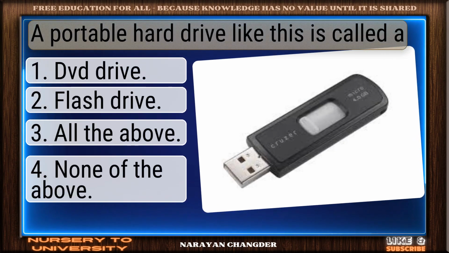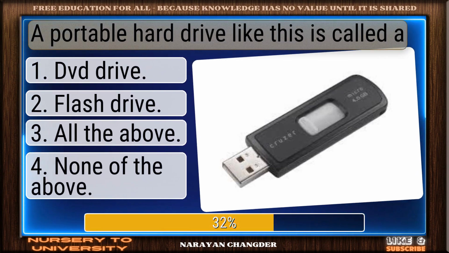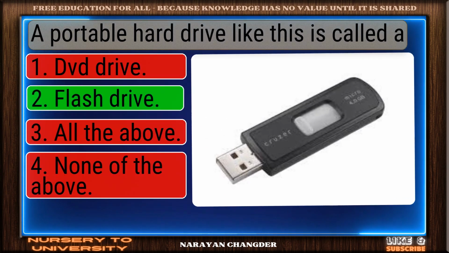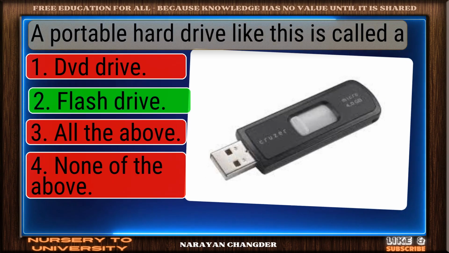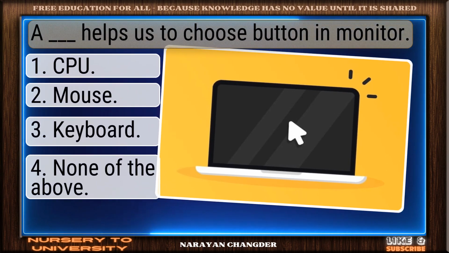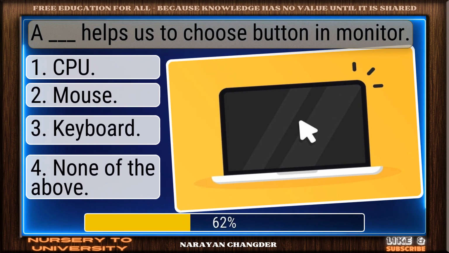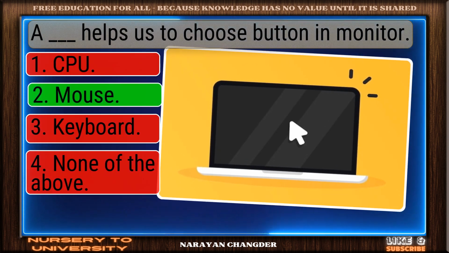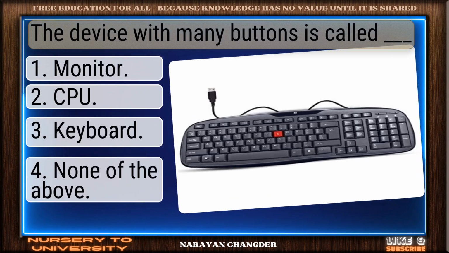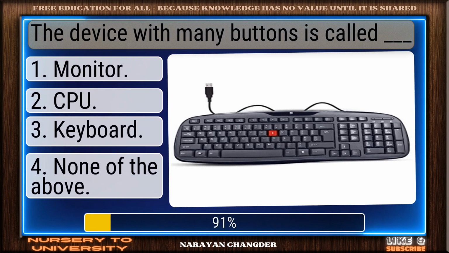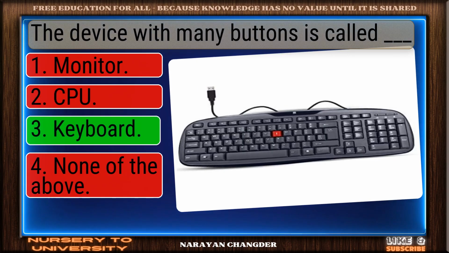A portable hard drive like this is called a Well reasoned. Flash drive is the correct choice. A dash helps us to choose button in monitor. Correct response. Mouse is the most accurate answer. The device with many buttons is called dash. Great job. Keyboard is the accurate answer.